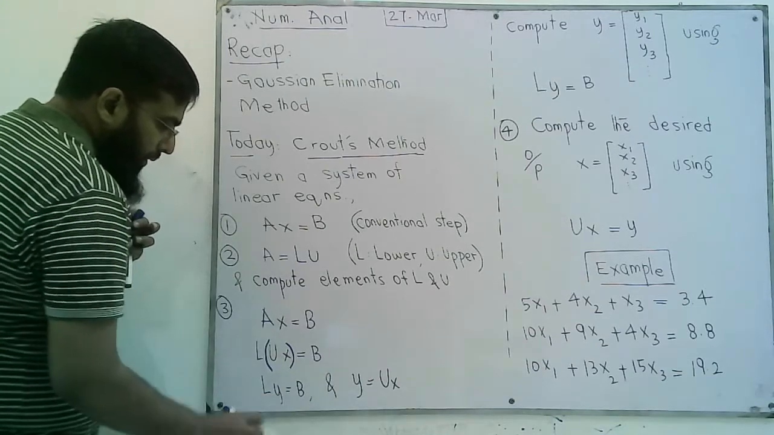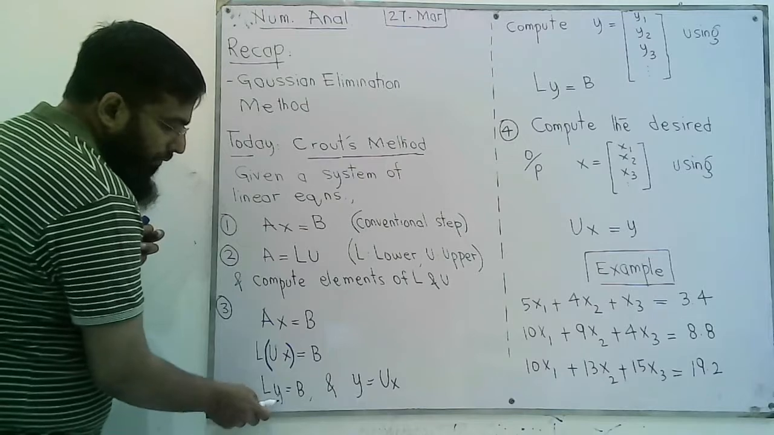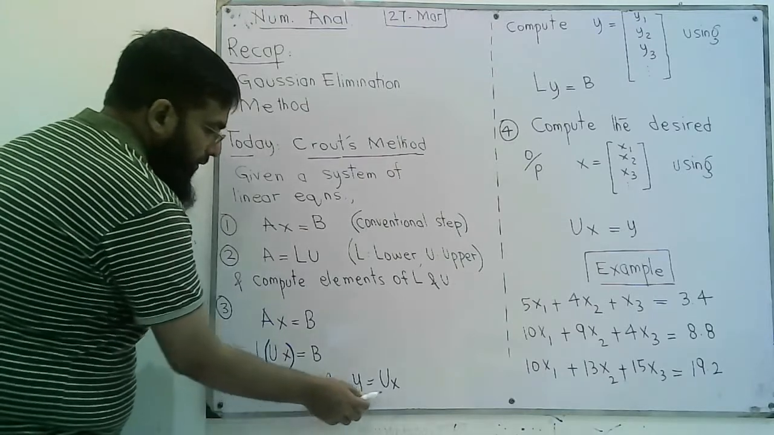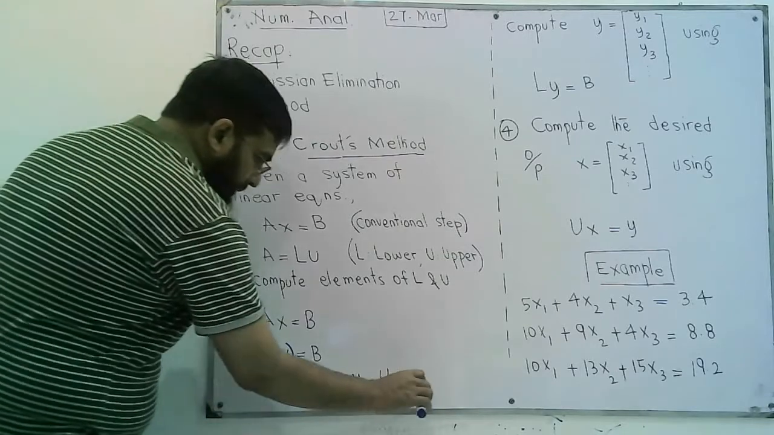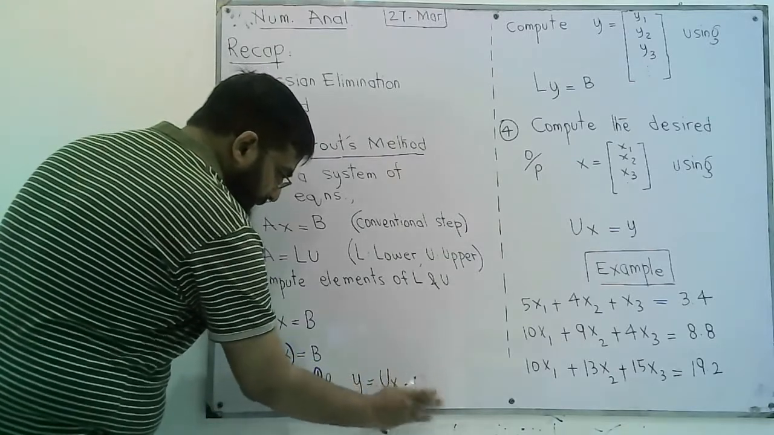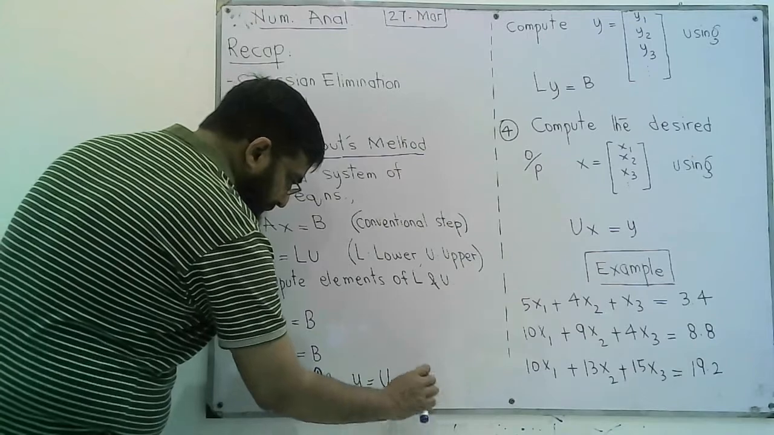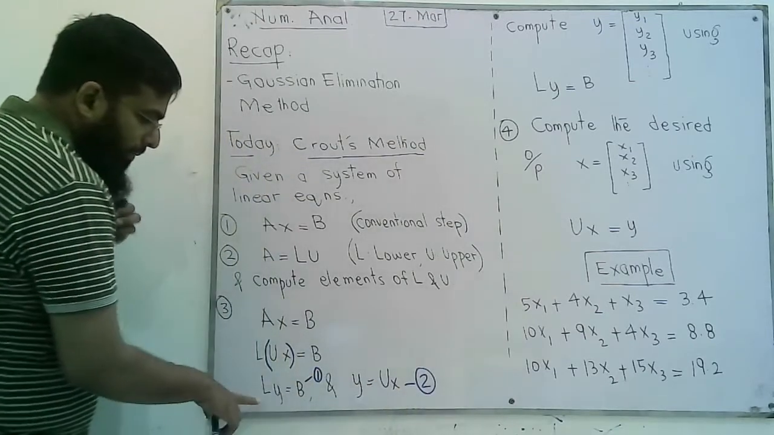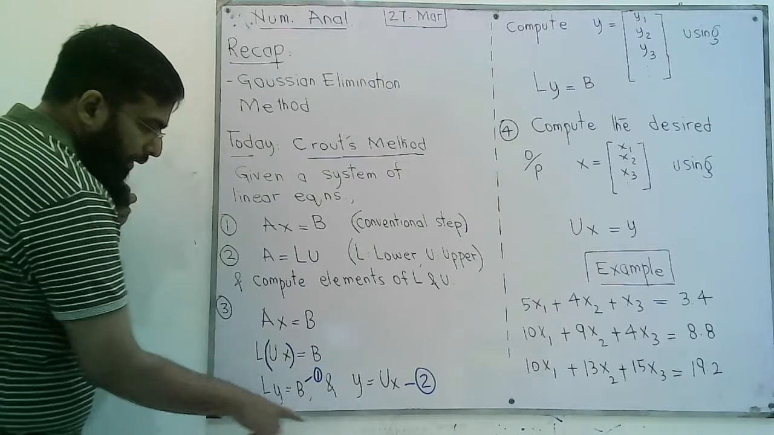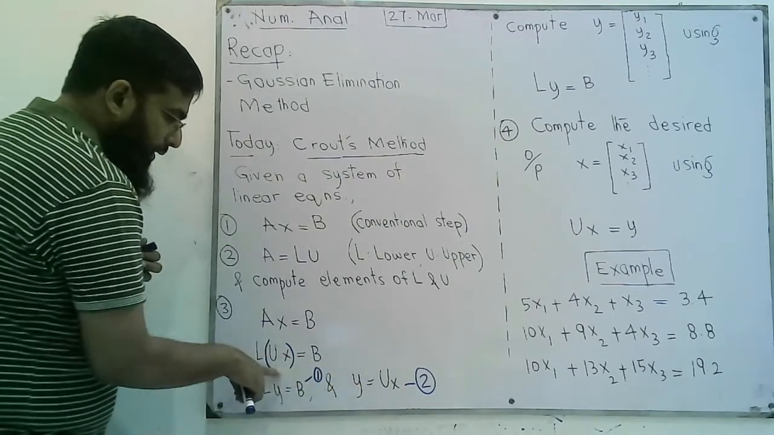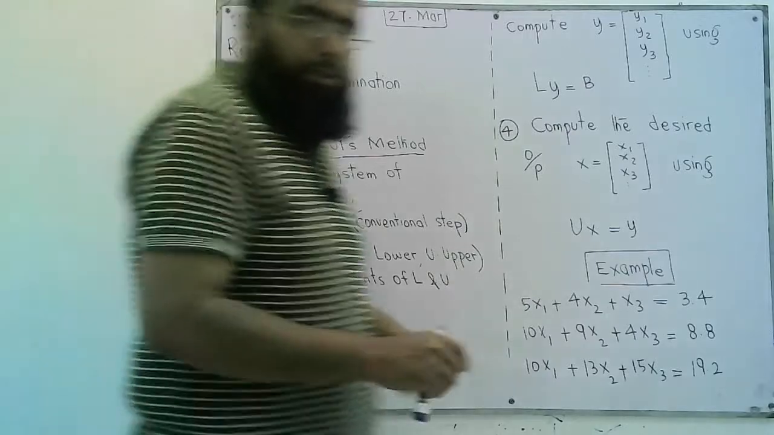So we get two equations. One of them is Ly is equal to b, the other is y is equal to U times x. These two equations are very important. The first of them is obtained by putting y instead of U times x, and the second is itself y is U times x. So it's very simple.